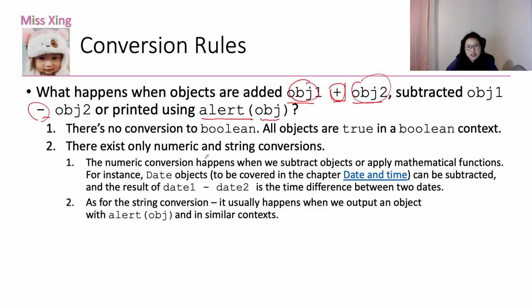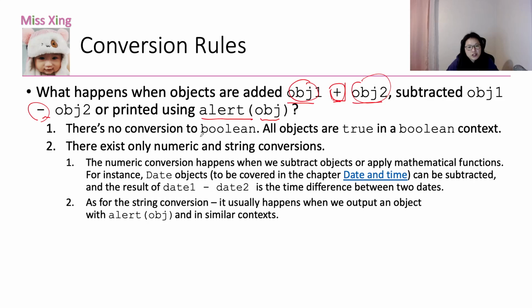So in this case, we were facing one issue, which is that those objects need to be converted into primitives in order to do those operations. So what are the conversion rules here?